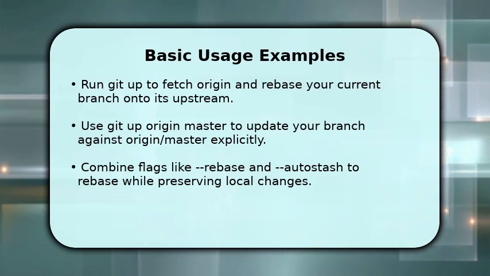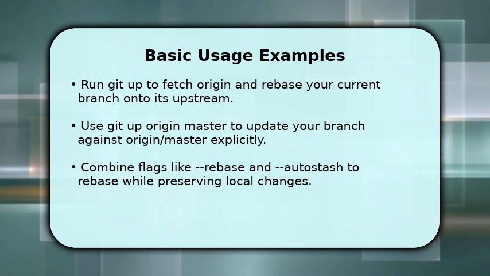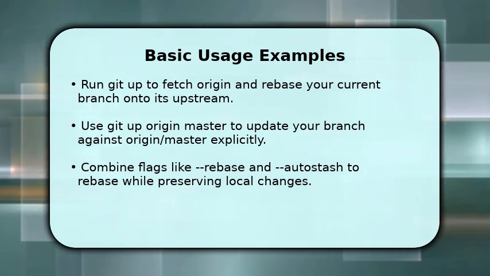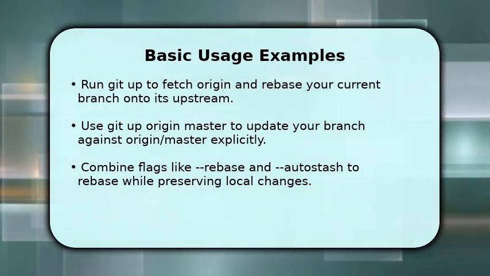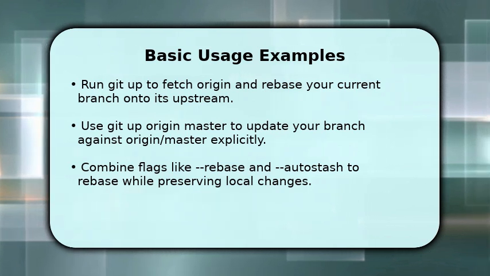Run GitUp to fetch origin and rebase your current branch onto its upstream. The command executes git fetch, then git rebase to produce a linear history. Use GitUp origin master to update your branch against origin/master explicitly when needed.